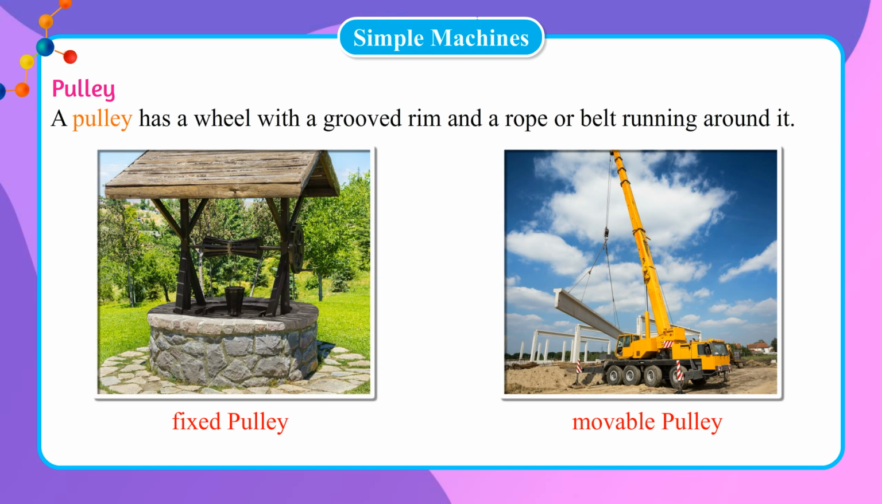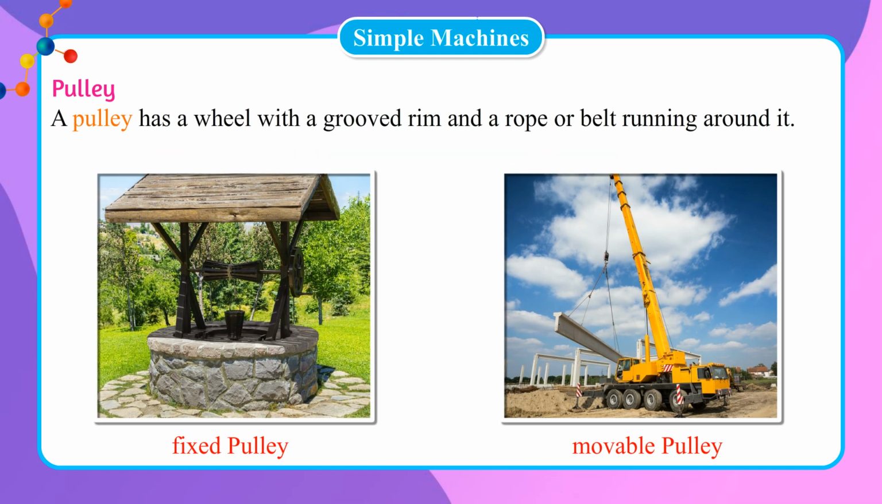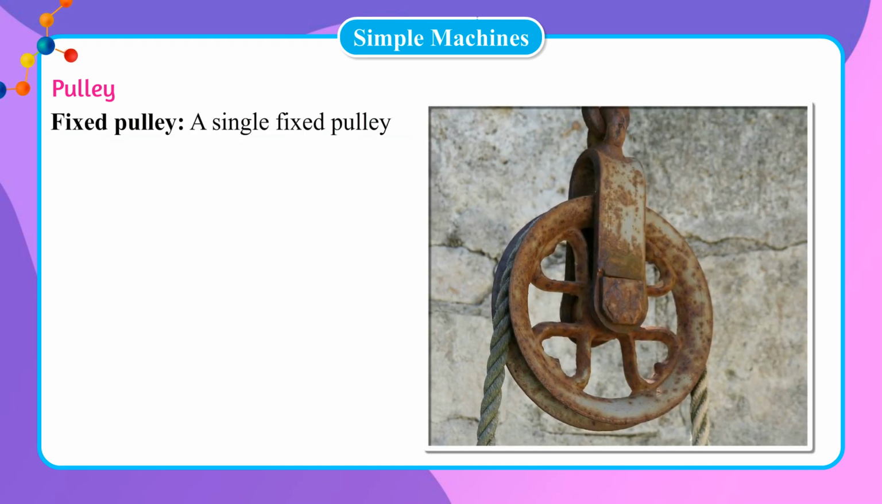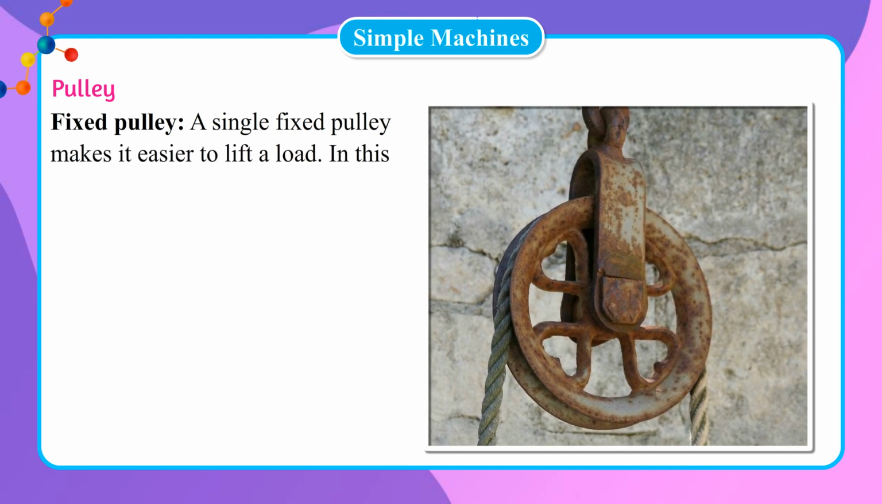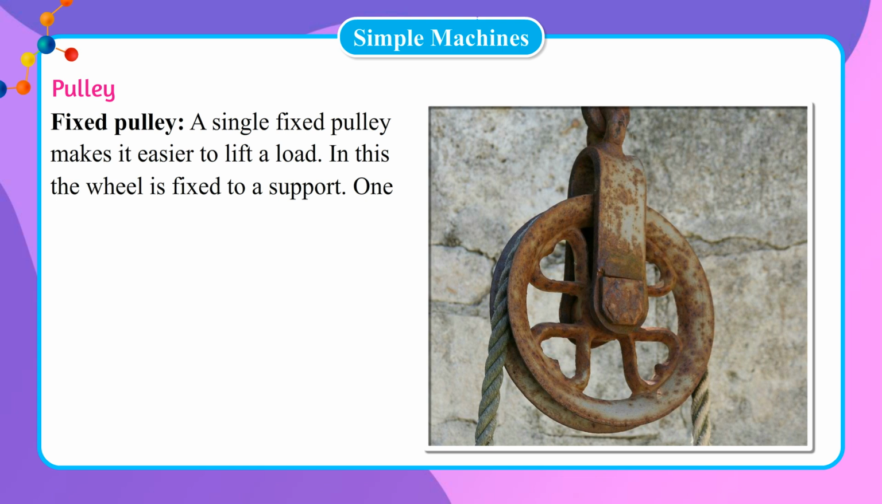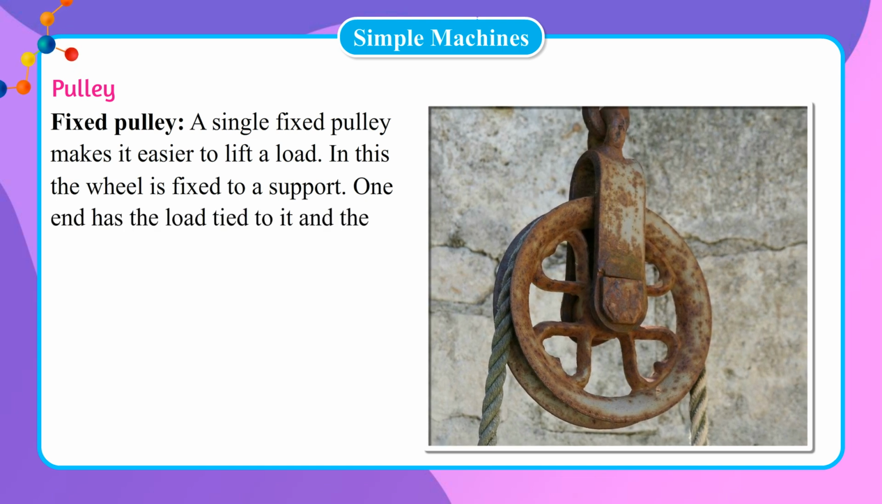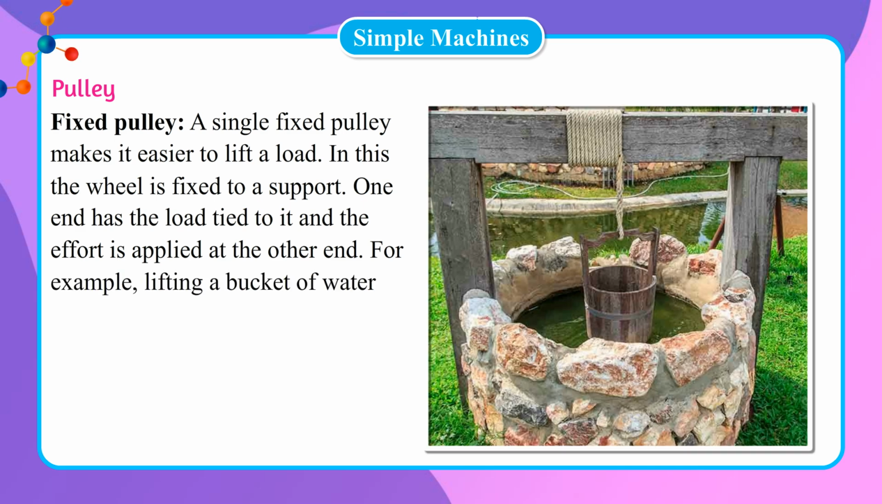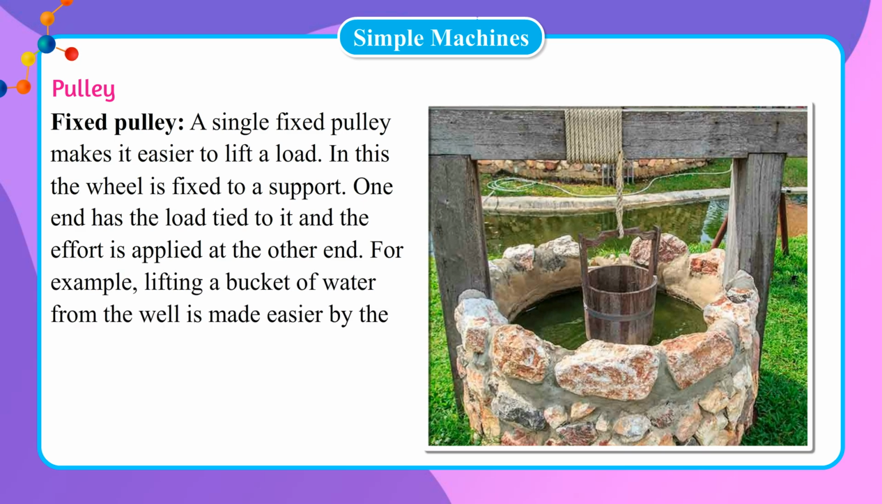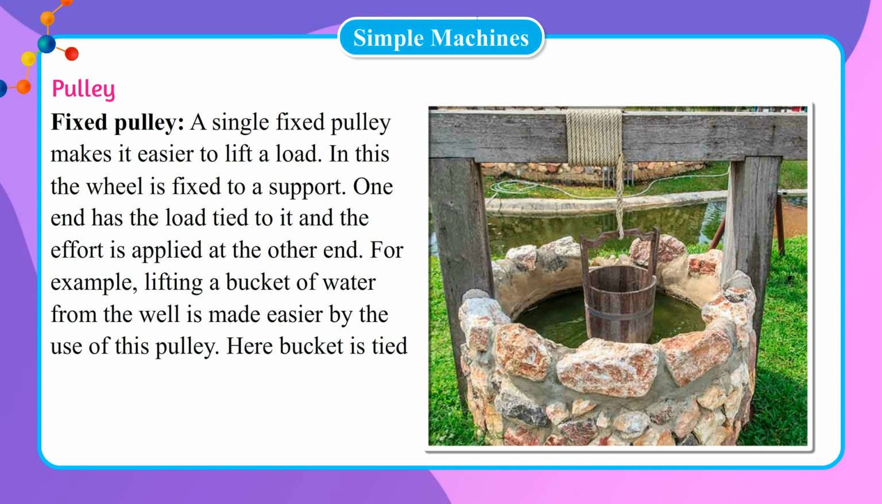Pulley. A pulley has a wheel with a grooved rim and a rope or belt running around it. A pulley can be fixed or movable. Fixed pulley. A single fixed pulley makes it easier to lift a load. In this, the wheel is fixed to a support. One end has the load tied to it, and the effort is applied at the other end.